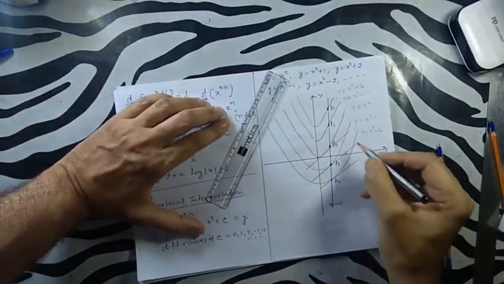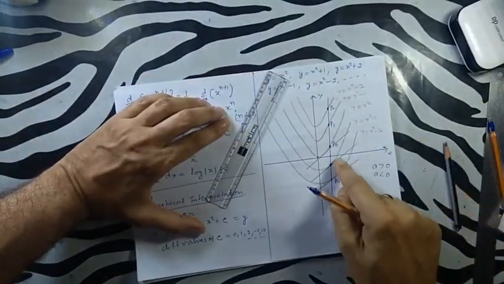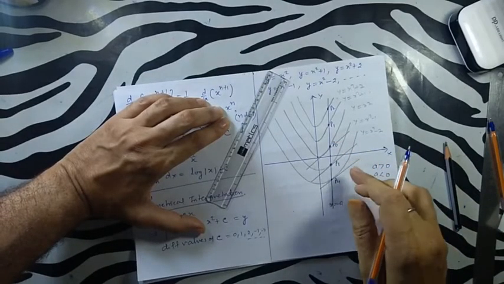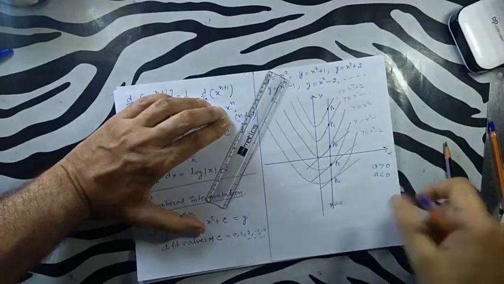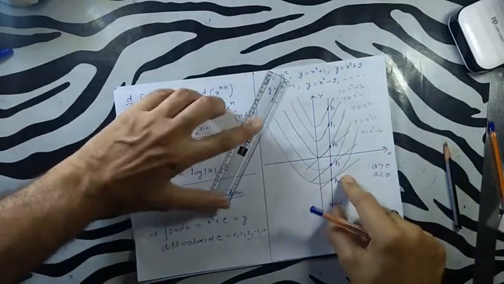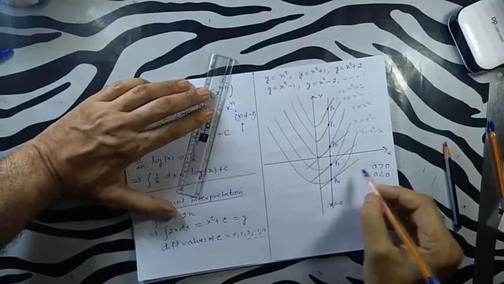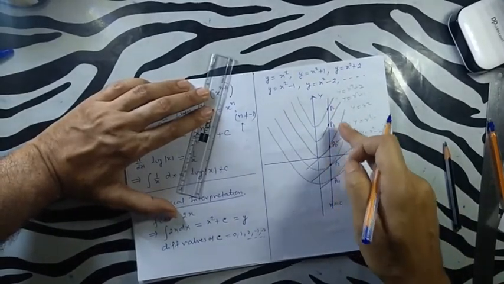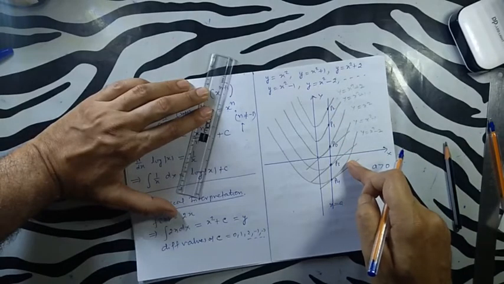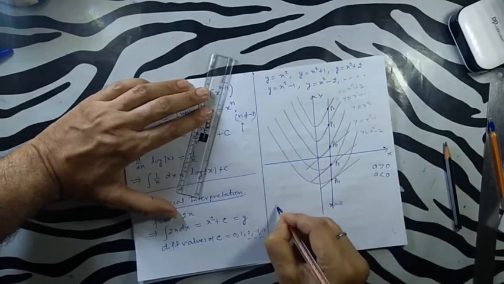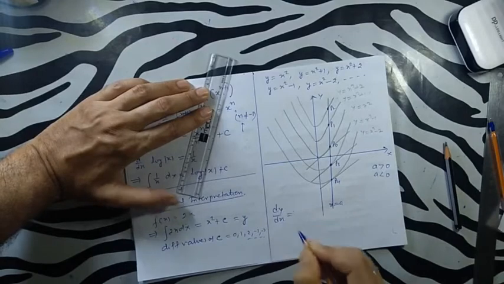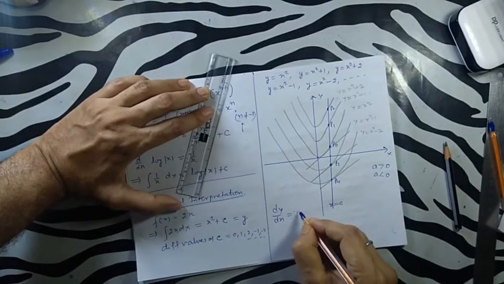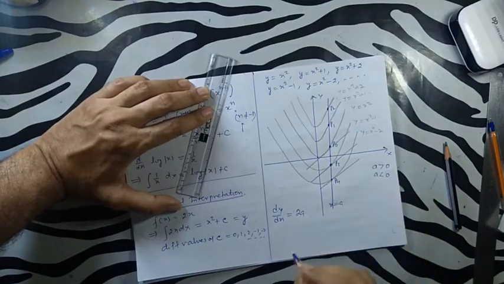So we see that these tangent lines are parallel. When x is equal to a, they intersect the parabola at P0, P1, P2, P3 and P4, and the slope of this line, dy by dx, is equal to 2a at x is equal to a.